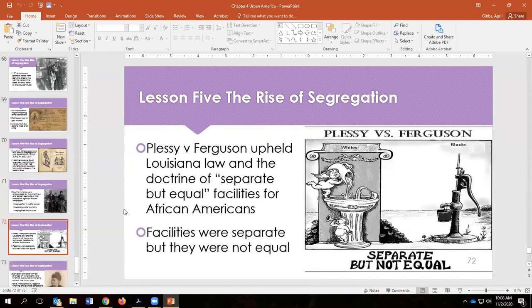Plessy versus Ferguson upheld Louisiana law and the doctrine of separate but equal facilities for African Americans. Facilities were separate, but they were not necessarily equal, as you can see from this picture. For whites, you had this glowing water fountain with cherub angels pouring water out of the vase, and then for Blacks, African Americans, you had well water. Separate but not equal.